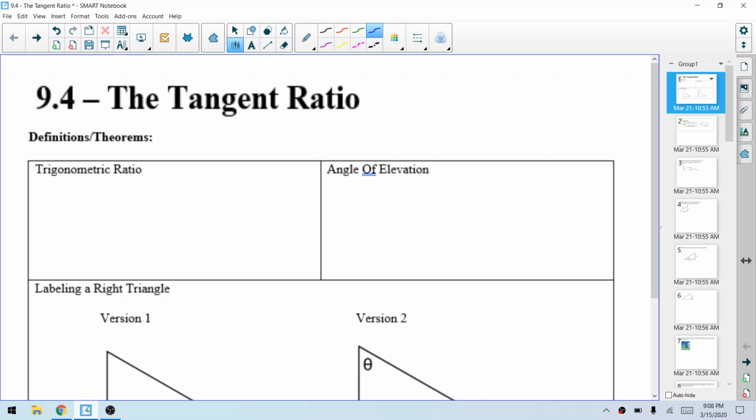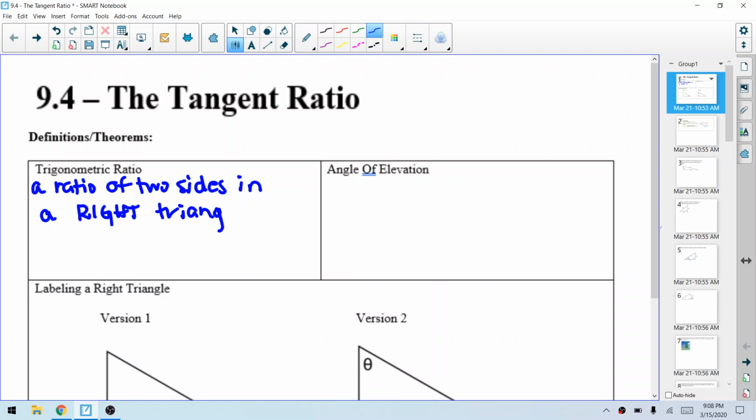First of all, a trigonometric ratio is a ratio of two sides in a right triangle. And I'm putting right in capital letters. I'm also putting it in a box because keep in mind, just like the Pythagorean theorem, if it's not a right triangle, trigonometric ratios will not work.